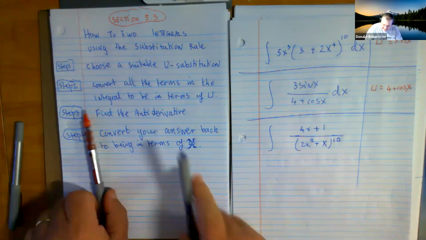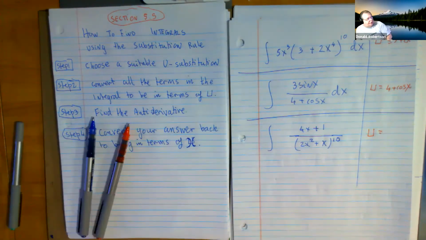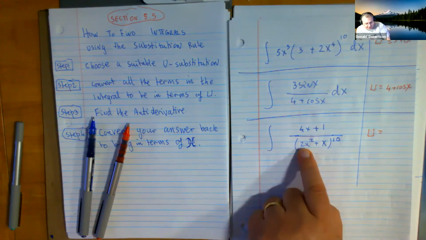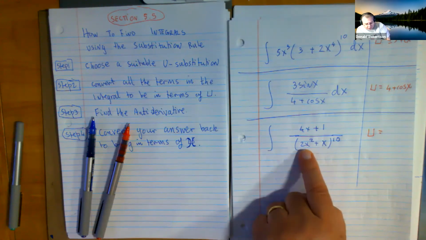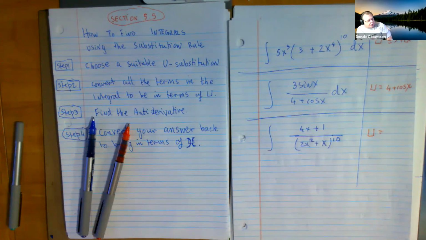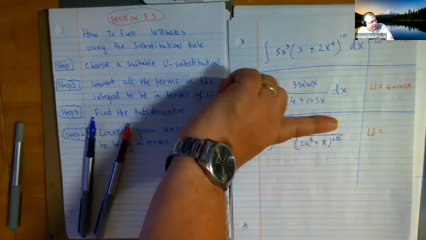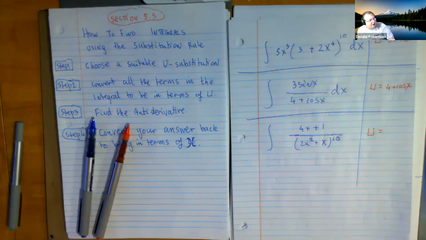Now, there are two possible u-subs in this question. You either pick the ugly thing inside the brackets, in which case the u-sub will be 2x squared plus x. The alternate u-sub is the entire denominator, including the power of 10 thing, right? The entire bit. Only one of them will actually work. The other one will just take you down a rabbit hole that goes nowhere, right?